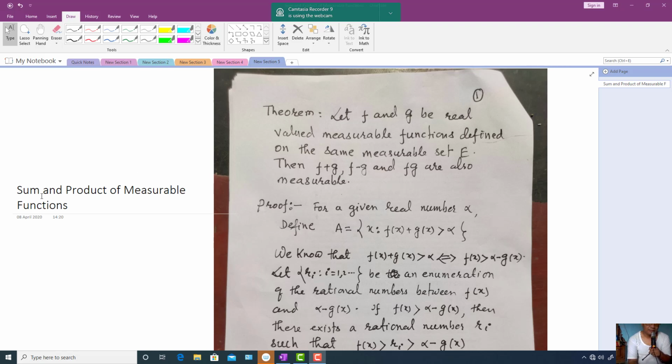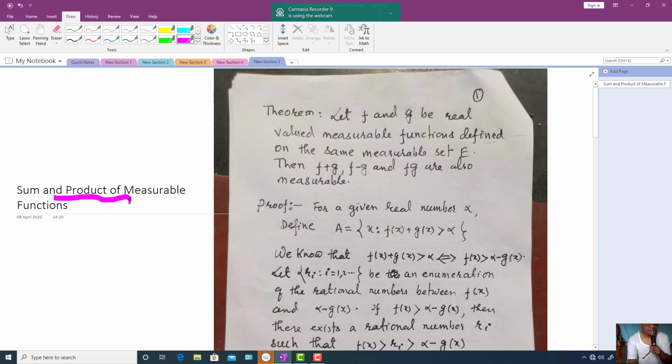Hello my dear student, today I'm going to talk about sum and product of measurable functions. If you have two functions that are measurable, then their sum is also measurable. Their difference is also measurable. Their product is also measurable.